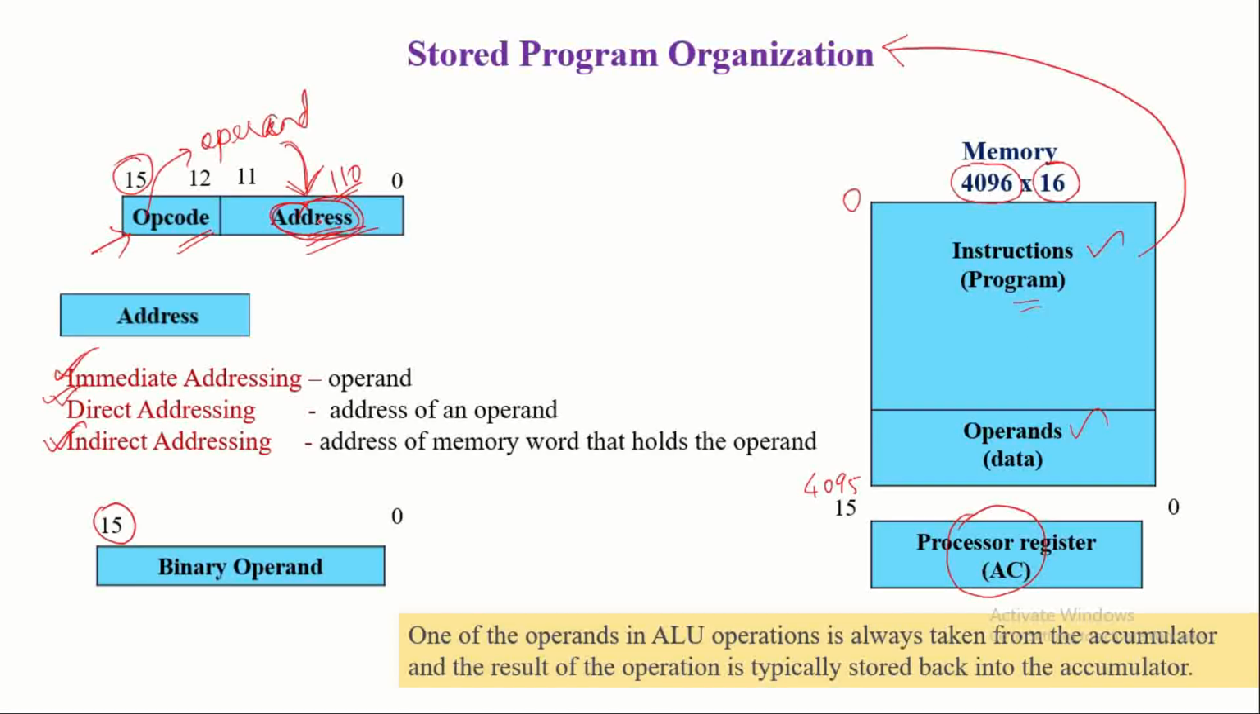The instruction. Okay, and once the operation is done, then the result is also stored back into the accumulator only. Okay, let us now discuss how direct addressing and indirect addressing is performed with a suitable example.